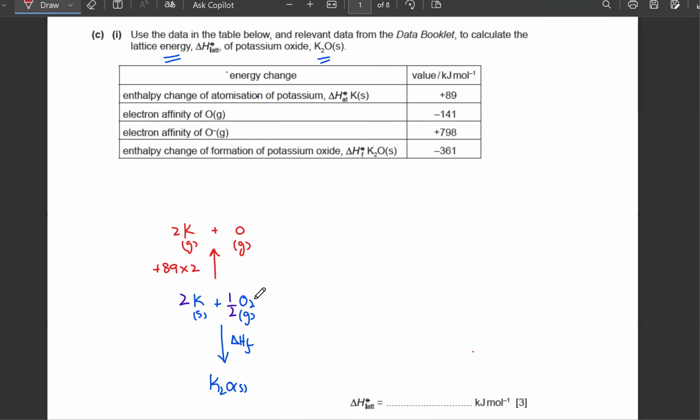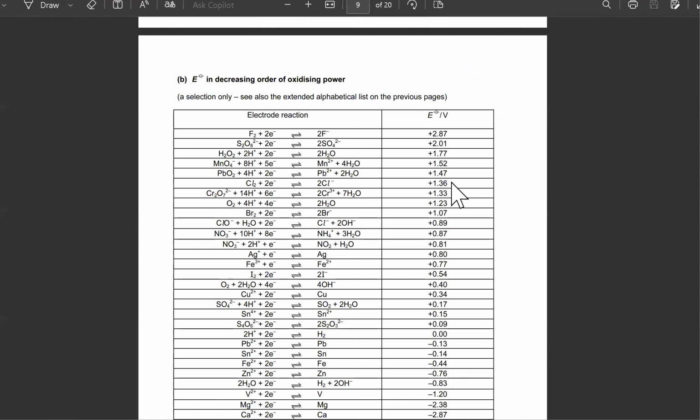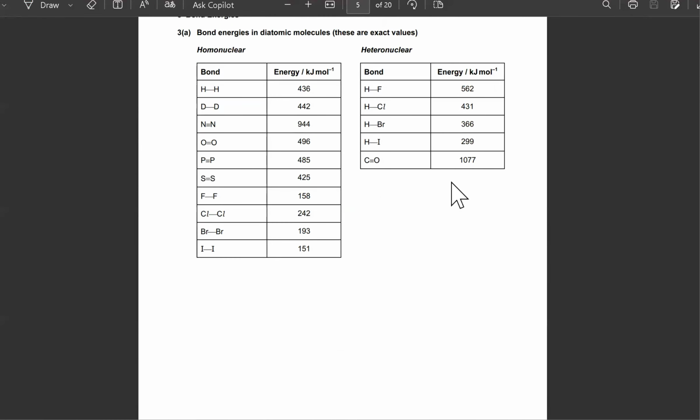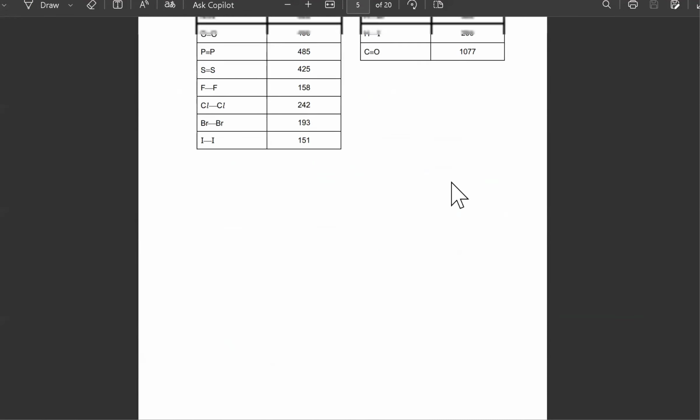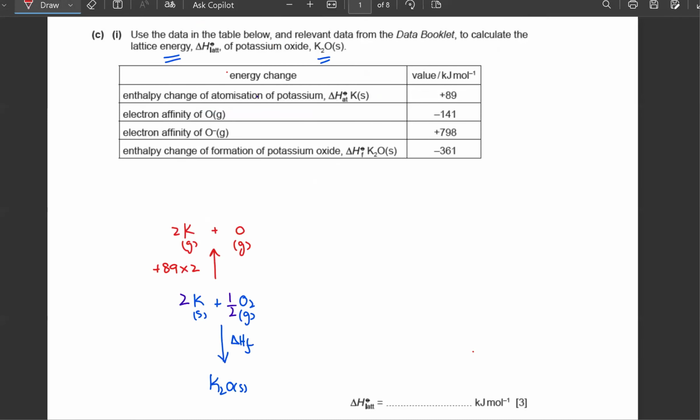Now, oxygen's atomization is not given. What are you doing? You're breaking half moles of oxygen-oxygen double bonds. That value can be found in the data booklet. It's going to be printed next to the question, but if you look at the data booklet, the bond energy of oxygen is given as 496. So you're breaking 496 times half moles of oxygen double bond. So this is atomization.